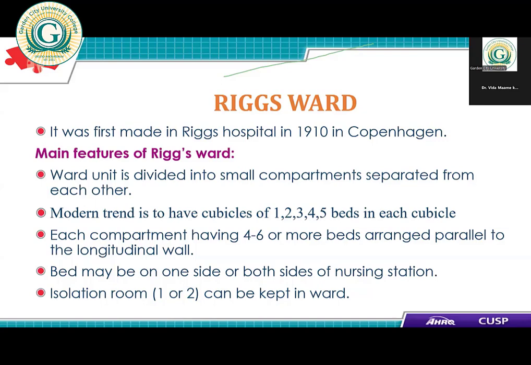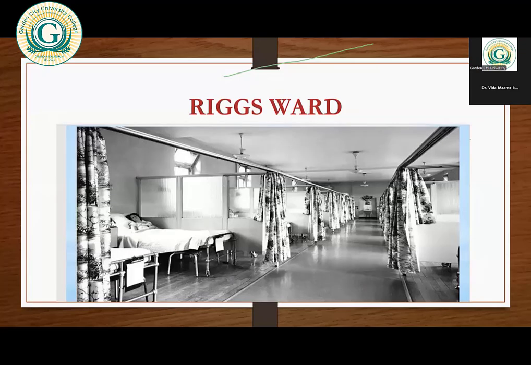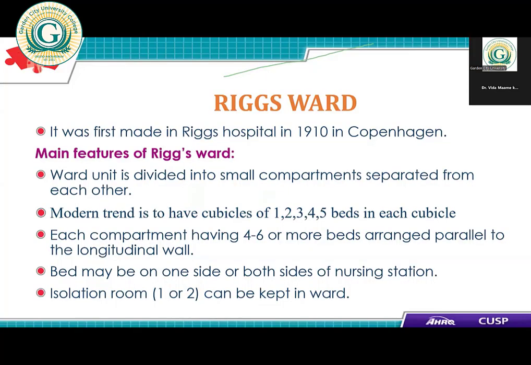So this is the Rigs ward, as you can see. Now you can see the cubicles in there. Even though it's rectangular, there's a cubicle here. As I said, the modern trend is to have cubicles. Sometimes we have 1 or 2 people, or we have 3, 4 to 5 inpatients. So beds in each cubicle, sometimes it's 1, depending on the size of the cubicle.